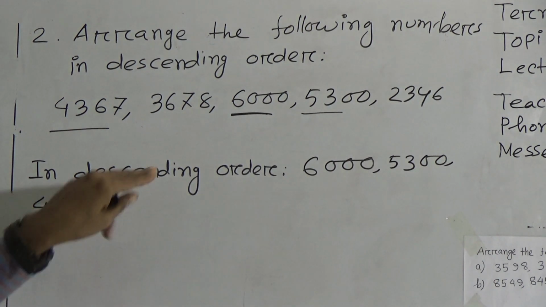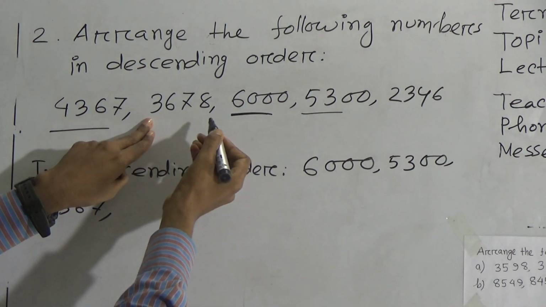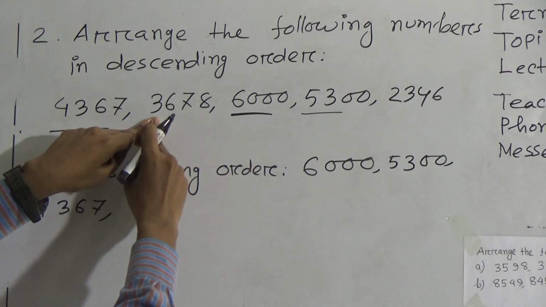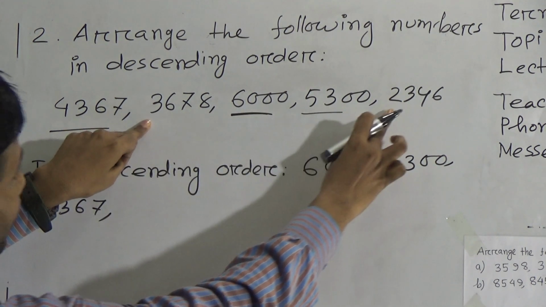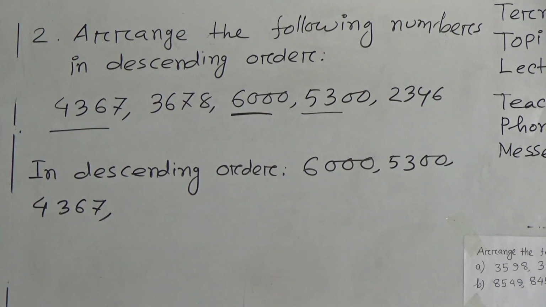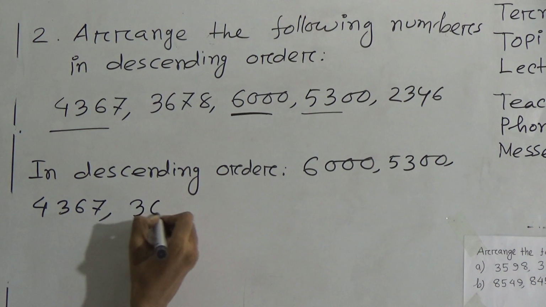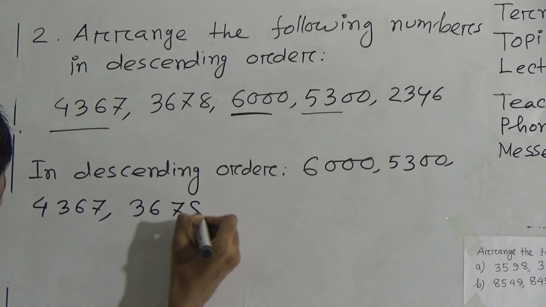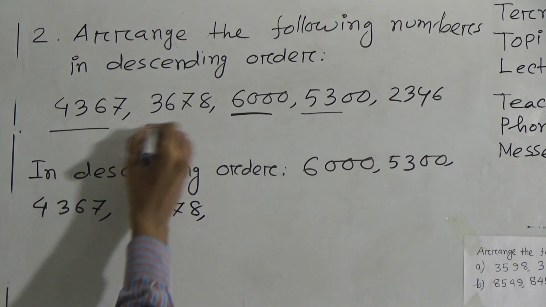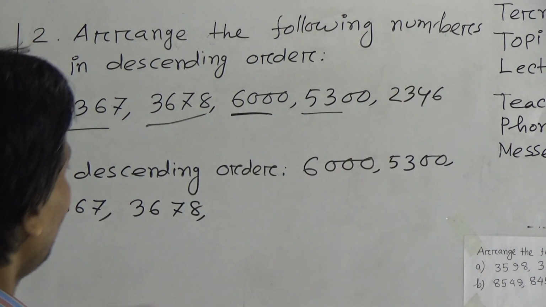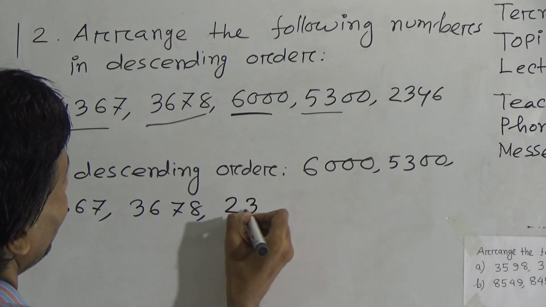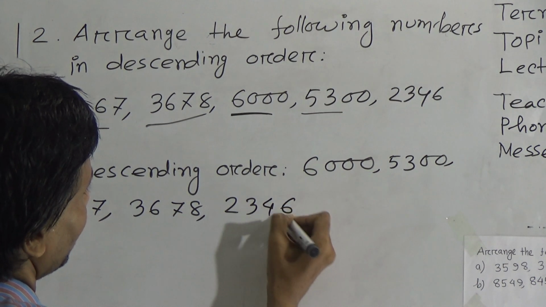Now you see only this number and this number are left. Okay, look, the ones place is 8, but the thousands place is 3. Here the thousands place is 2. So which one is the bigger? Obviously this is the bigger, right here 3, 6, 7, 8. And which one is the last? This is the last, right here 2, 3, 4, 6.